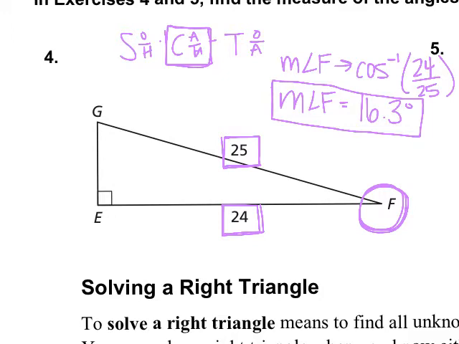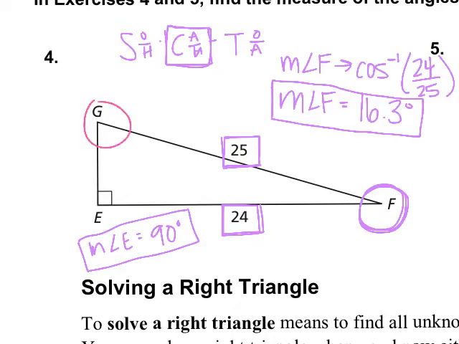Okay, so we found that one. We already know the measure of angle E. That one's easy, you can just write down 90. Okay, all right, so now let's go ahead and find angle G.